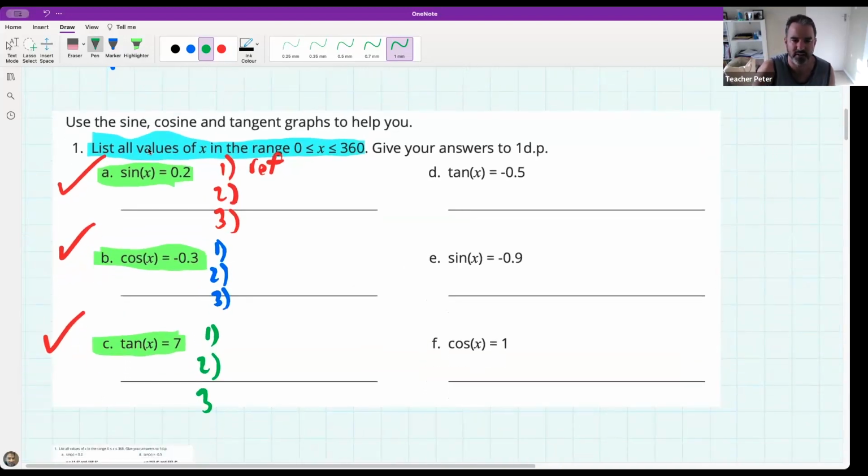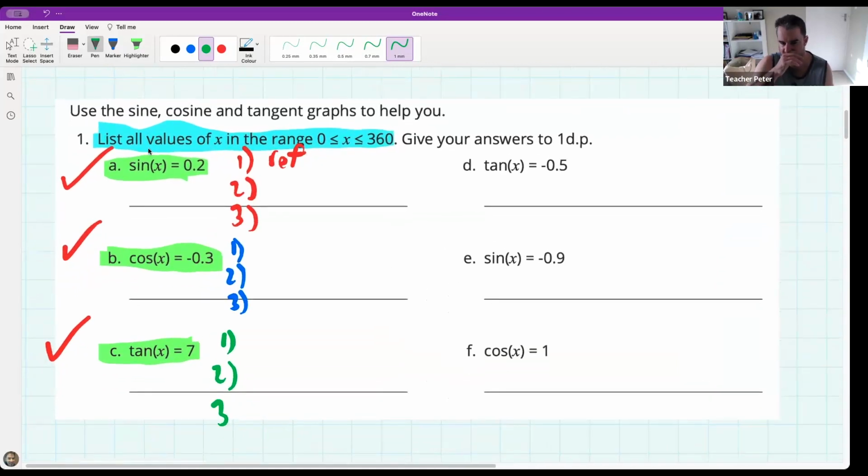We are just practicing 3 trig equations to get started today. The 3 trig equations we're doing are the ones in green, and you have to find me the answers between 0 and 360. See what you can do. What is my reference angle for sine going to be?